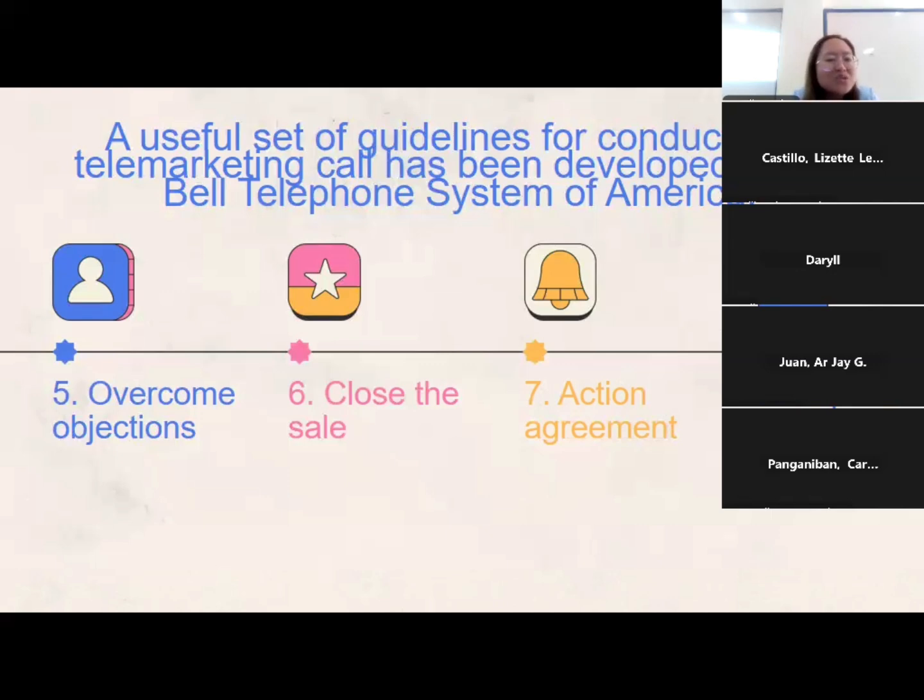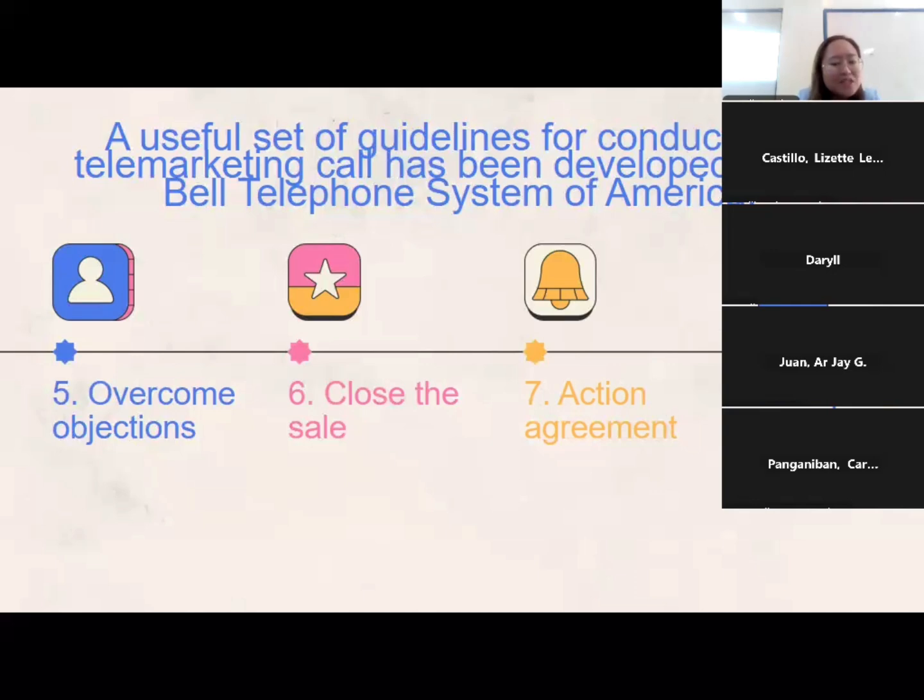And of course, this is another important thing that you must remember. Close the sale. If the time is right, ask for the order or offer to send more information. Example, Verizon might ask, would you like to switch to our new plan now, or should I send you more details by email? And of course, you also have to remember that you need to express your thanks.